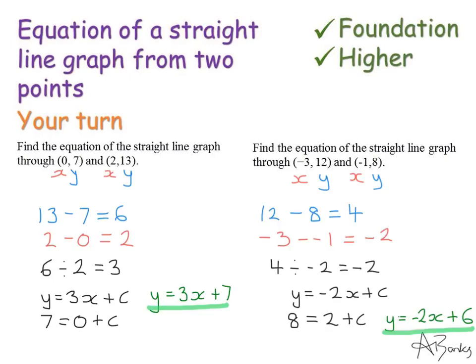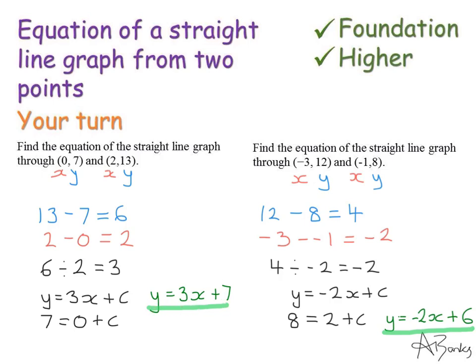Here's the full solutions. I didn't do a sketch purely because I didn't have enough space to do one, but I'm going to show you how I managed to do it without a sketch. So the first one, I find the difference in my y values, which is 13 take away 7, so that's 6. And then because I've done 13 take away 7, I had to make sure I do 2 take away 0, which is 2. That gives me a gradient of 3. And then by setting up this equation and substituting in, I picked the first one, the 0 and the 7. I found that c must be 7, so the equation of my straight line is y equals 3x plus 7.